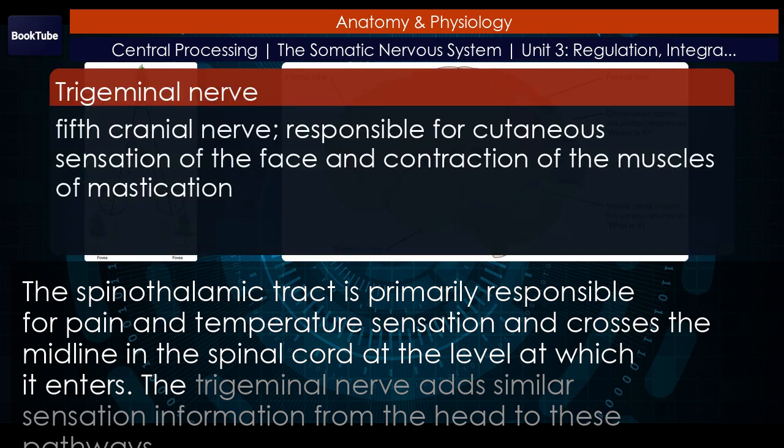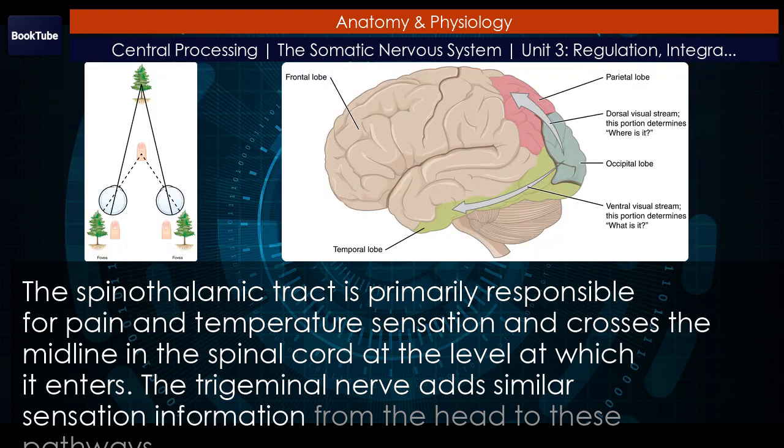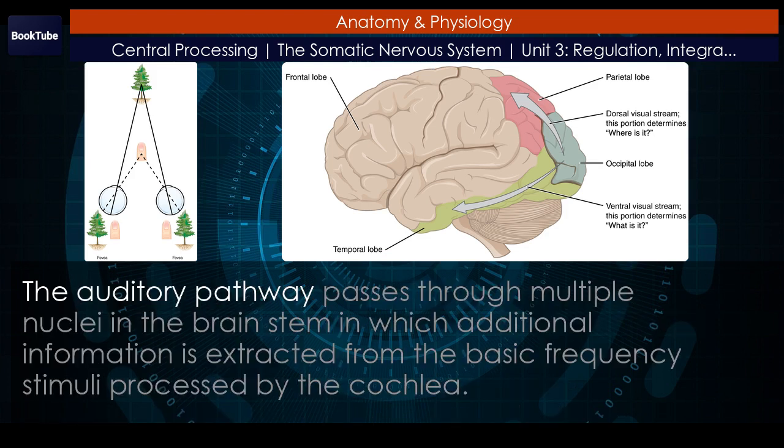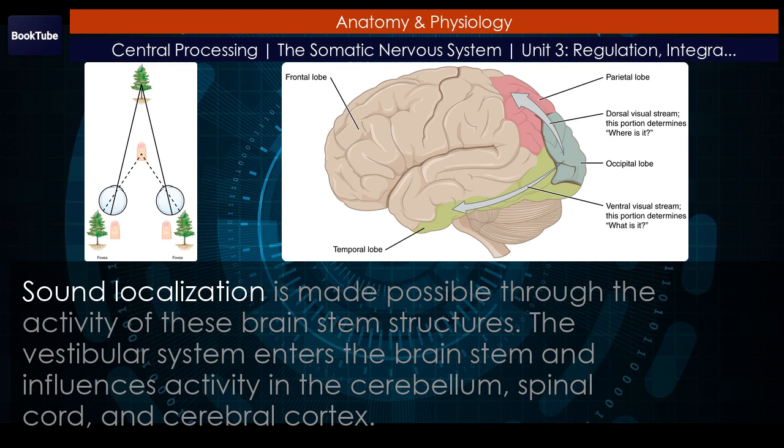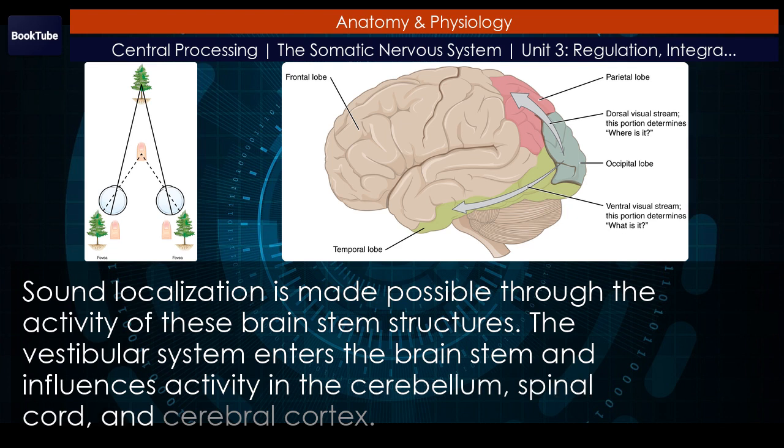The trigeminal nerve adds similar sensation information from the head to these pathways. The auditory pathway passes through multiple nuclei in the brainstem in which additional information is extracted from the basic frequency stimuli processed by the cochlea. Sound localization is made possible through the activity of these brainstem structures. The vestibular system enters the brainstem and influences activity in the cerebellum, spinal cord, and cerebral cortex.